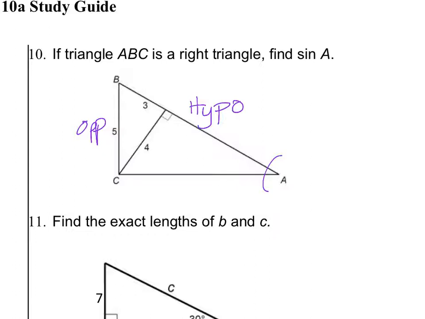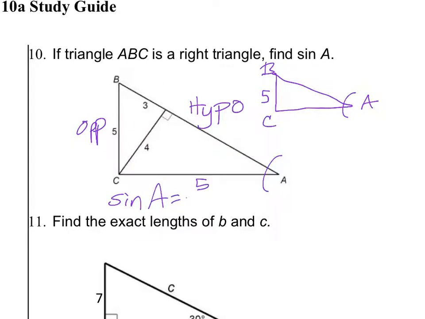So if I pull this out and I redraw it, this is A, C, and B. This is 5. That is my opposite. So I know that the sine of A is going to be opposite over, now I have to find the hypotenuse. To do that, I'm going to pull out this triangle.